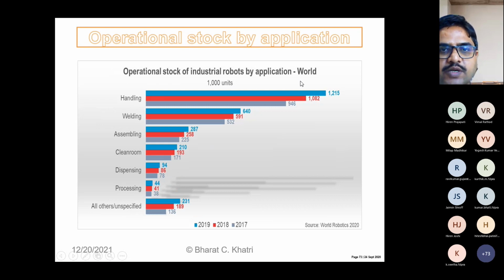The operational stock of industrial robots by application: for material handling it is used the most. Thereafter, for welding it is half of that, and for assembly it is 28,000, right? 2,87,000 robots are used. So here the various segments are shown for which robots were used in the last 3 years.